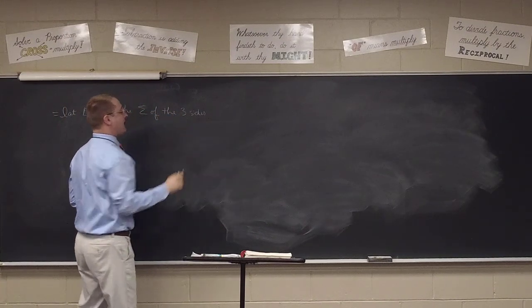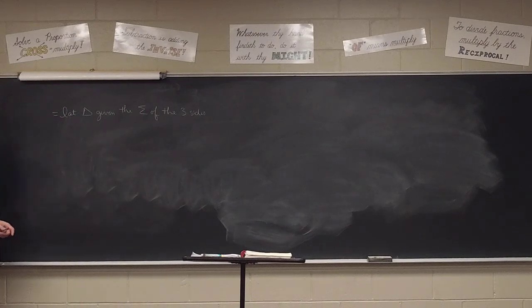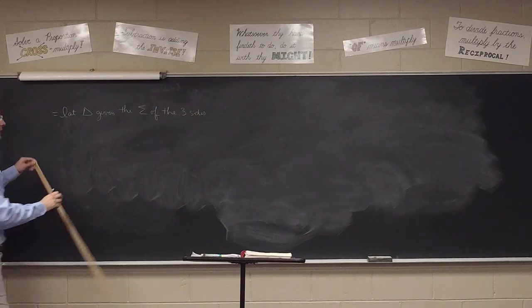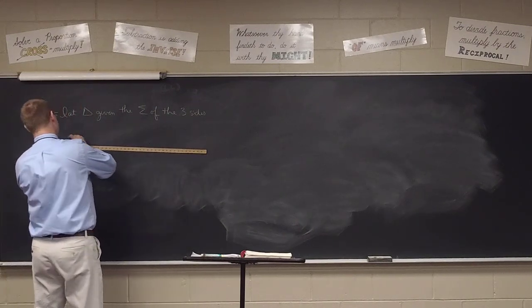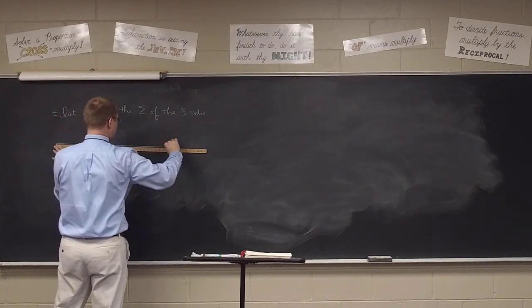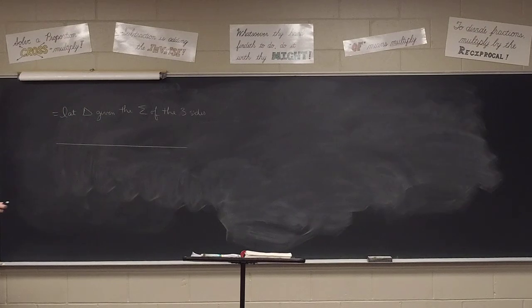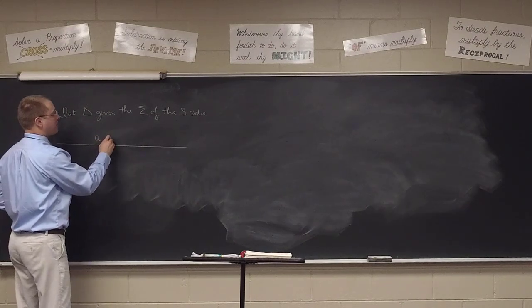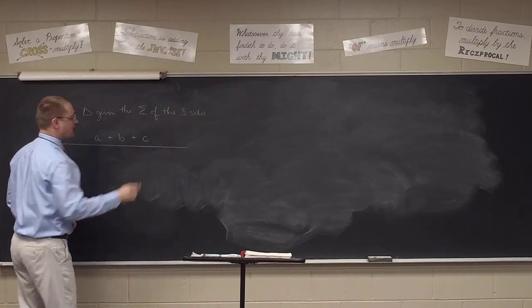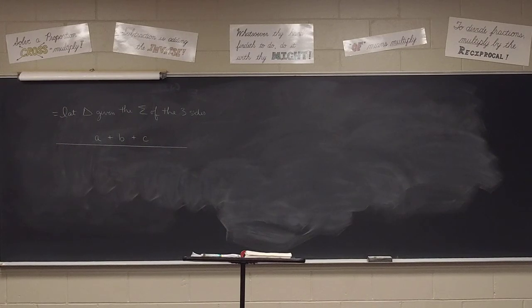So we're not given A, B, and C. We're given A plus B plus C. So draw a nice long line, maybe 4 inches or so, 5 inches or so. And call this line A plus B plus C. This is all three sides of the equilateral triangle mushed together.